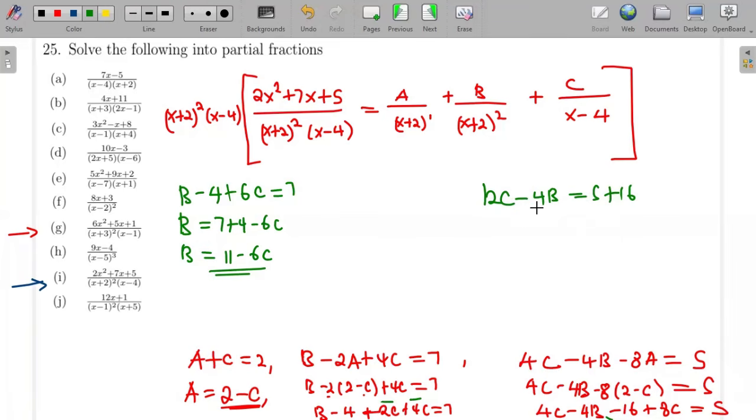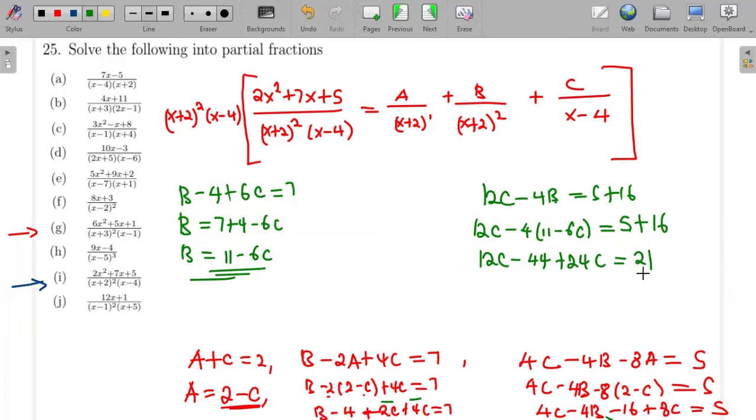So I'm going to replace where there's b with this guy. So that will be 12c minus 4, where there's b, that is 11 minus 6c, is equal to 5 plus 16. So this will be 12c, 4 multiplied by 11, 44, minus 4 multiplied by minus 6c, that will be plus 24c is equal to 5 plus 16, that is 21.